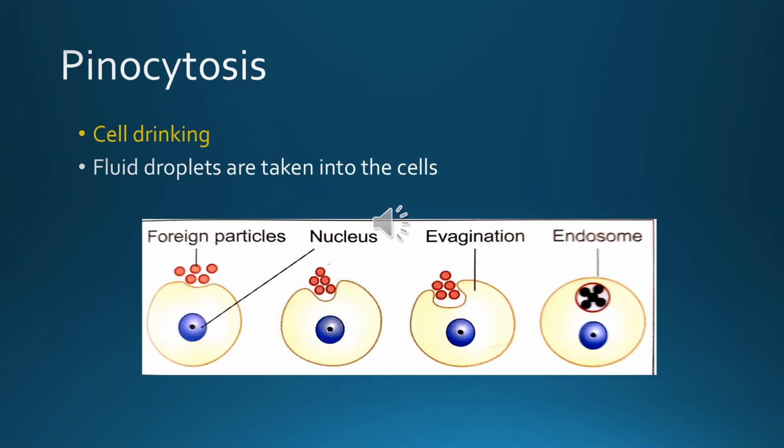Then the primary lysosome attaches to this endosome and forms the secondary lysosome, and once the secondary lysosome is formed, the hydrolytic enzymes present in these secondary lysosomes are released, resulting in the digestion and degradation of the endosomal contents. Okay.